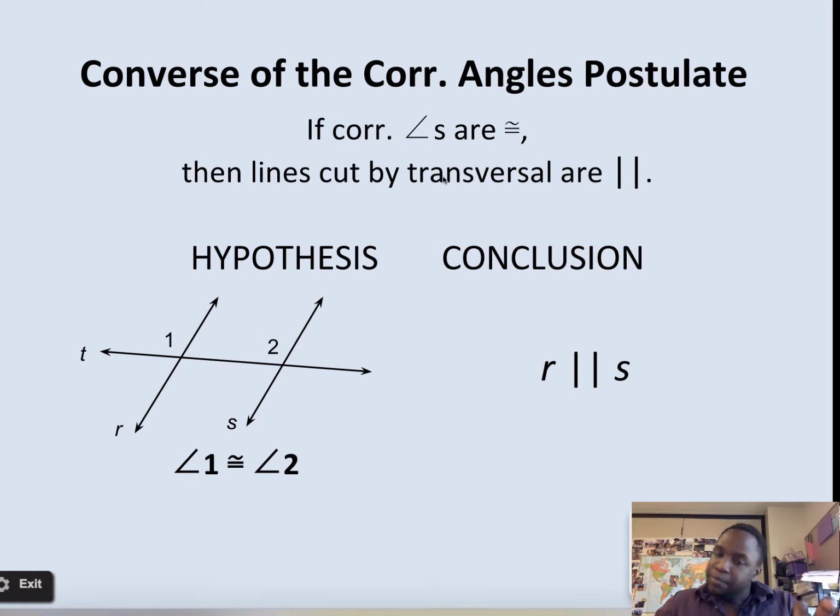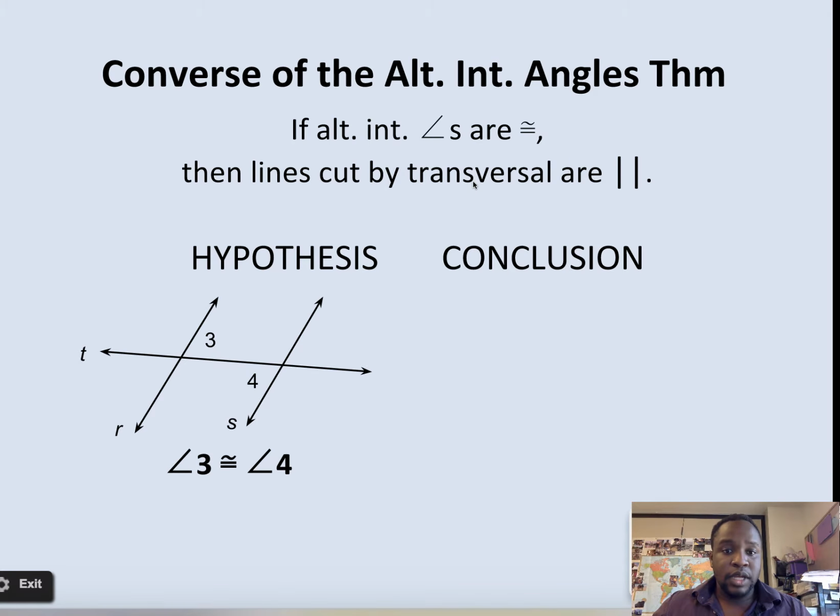So remember, this is the postulate. This is the one that we assume as true. Now, these next three are all theorems. We can prove these. And so the first theorem is that if alternate interior angles are congruent, then the lines cut by the transversal are parallel. So we can conclude that R and S are parallel. That's why it's really important that we're able to identify alternate interior angles and know that if they are congruent, then the lines are parallel.